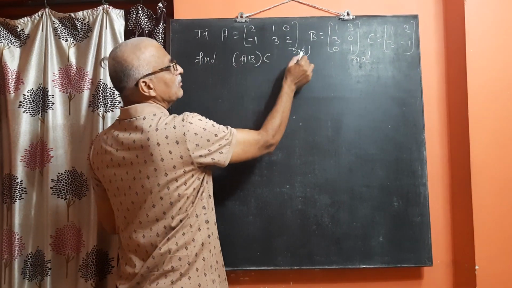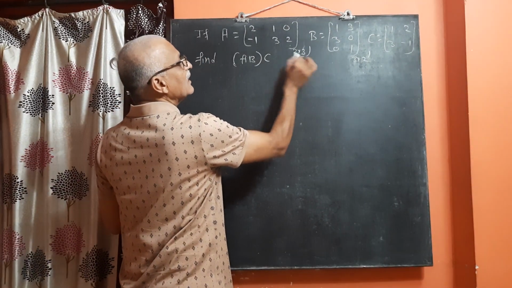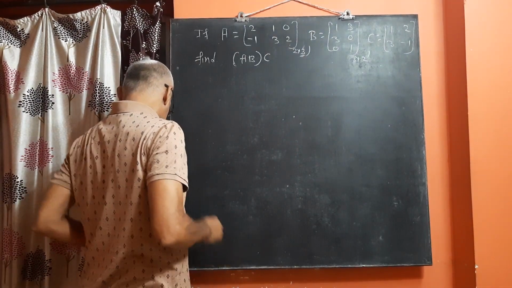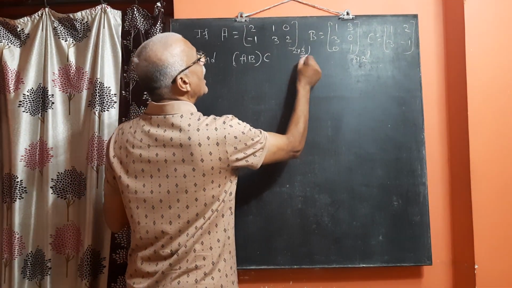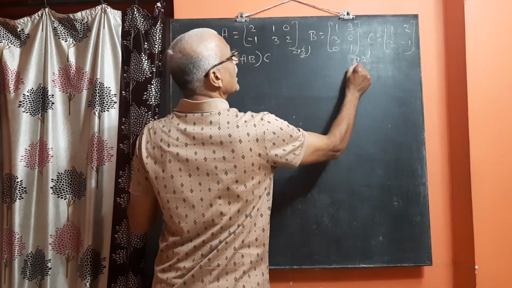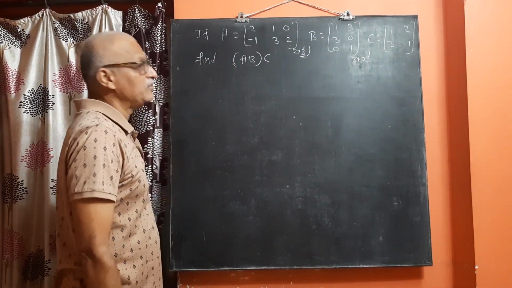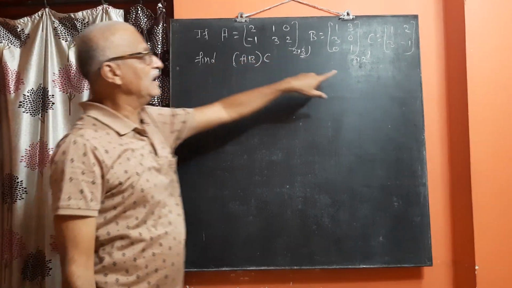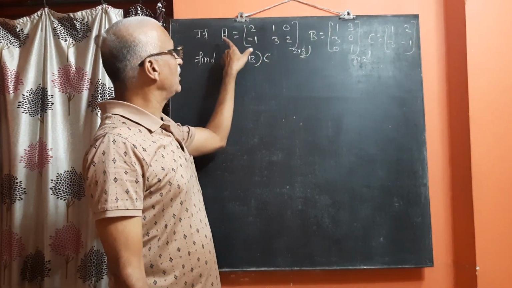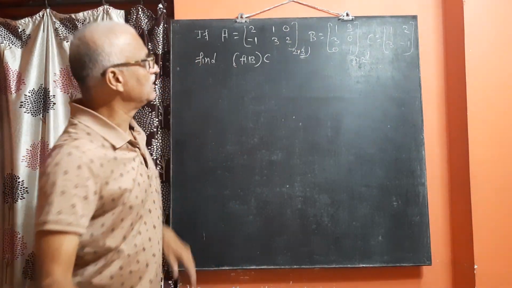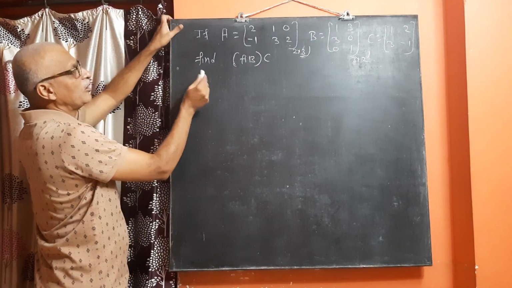Since the number of columns of A and the number of rows of B are equal, therefore we can find out the product of A into B. So let us start to find out the product AB.